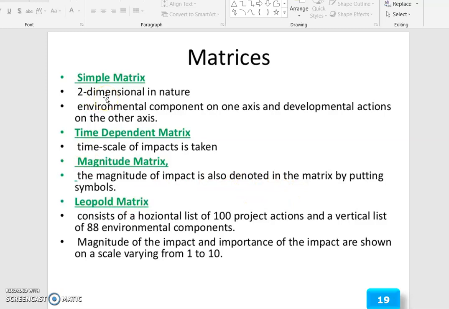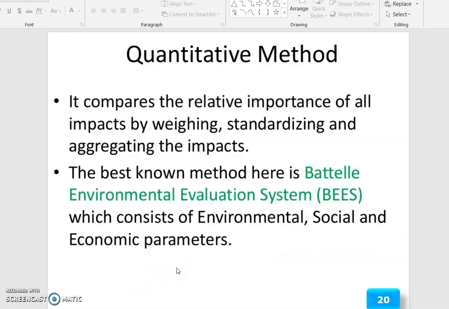The simple matrix is two-dimensional in nature, with environmental components on one axis and developmental actions on the other axis. In the time dependent matrix, the time scale of impact is taken. In the magnitude matrix, the magnitude of impact is also denoted in the matrix by putting symbols. The Leopold matrix consists of a horizontal list of project actions and a vertical list of 88 environmental components. Magnitude of the impact and importance of the impact are shown on a scale varying from 1 to 10.